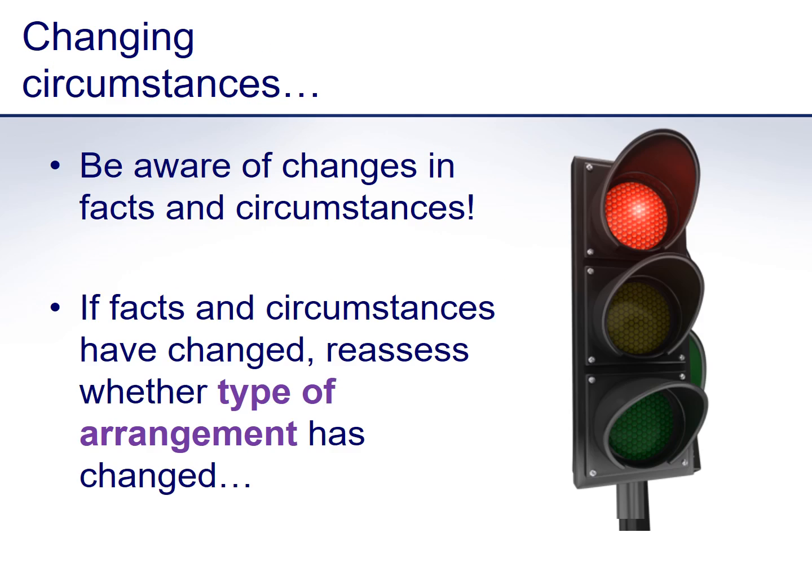As with the definition of joint control, it is possible that the arrangement can change its nature over time, particularly where new addendums to contracts are signed, or where the parties agree to a change in the way in which they're going to work going forward. So at all times, you need to consider whether facts and circumstances suggest that the type of joint arrangement may have changed at some point.